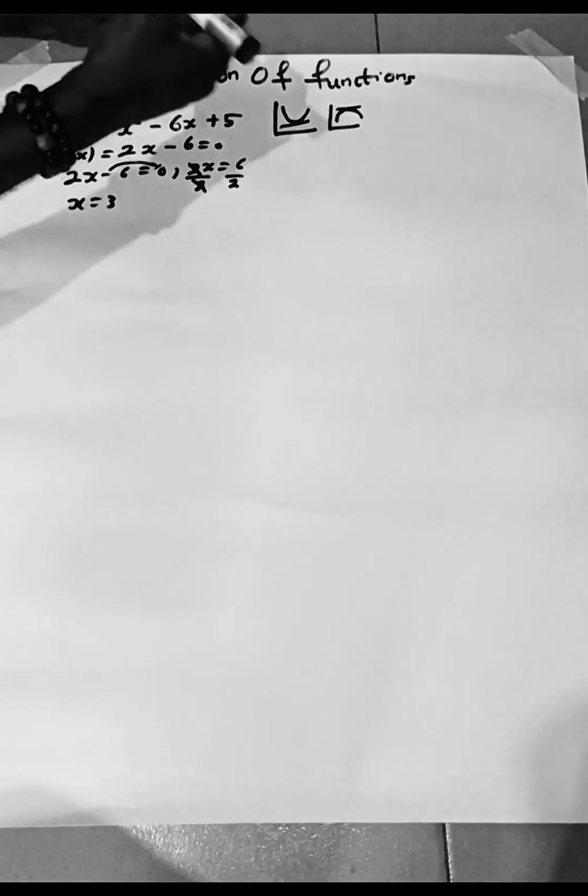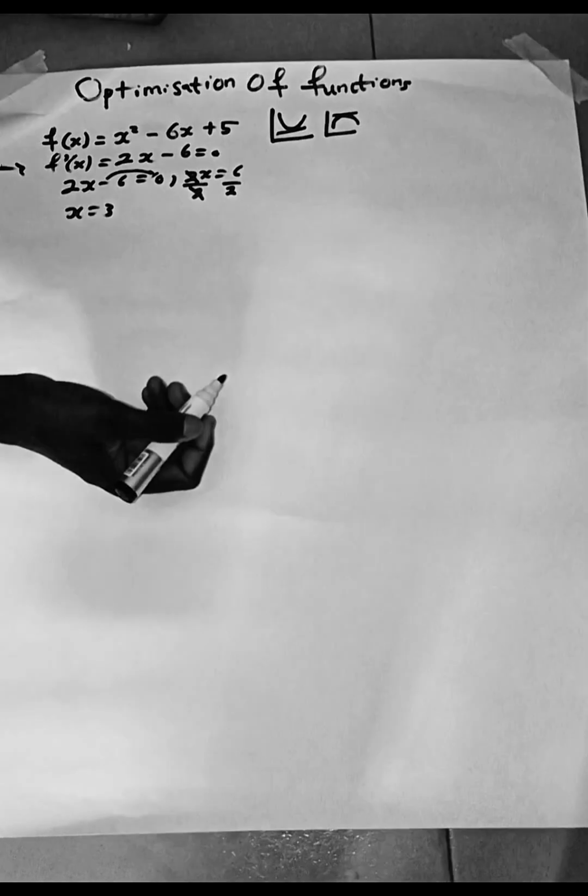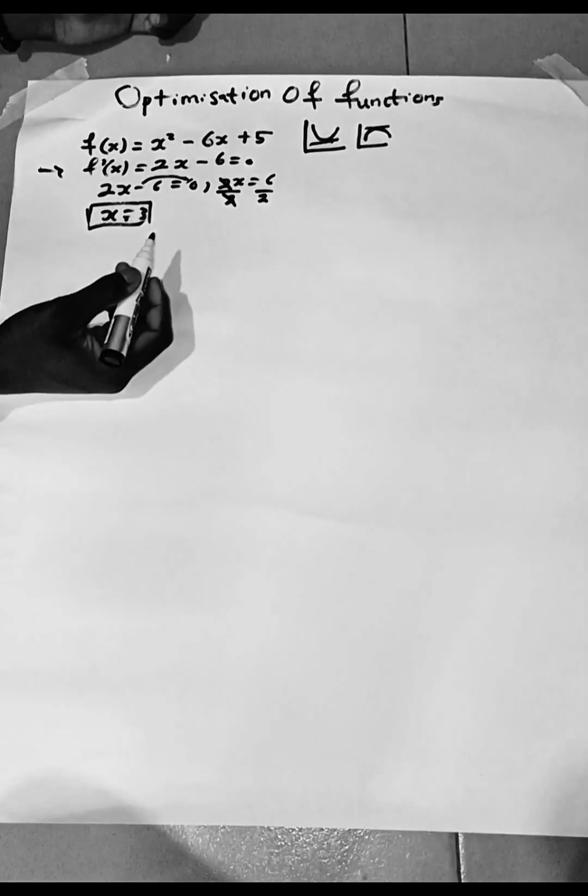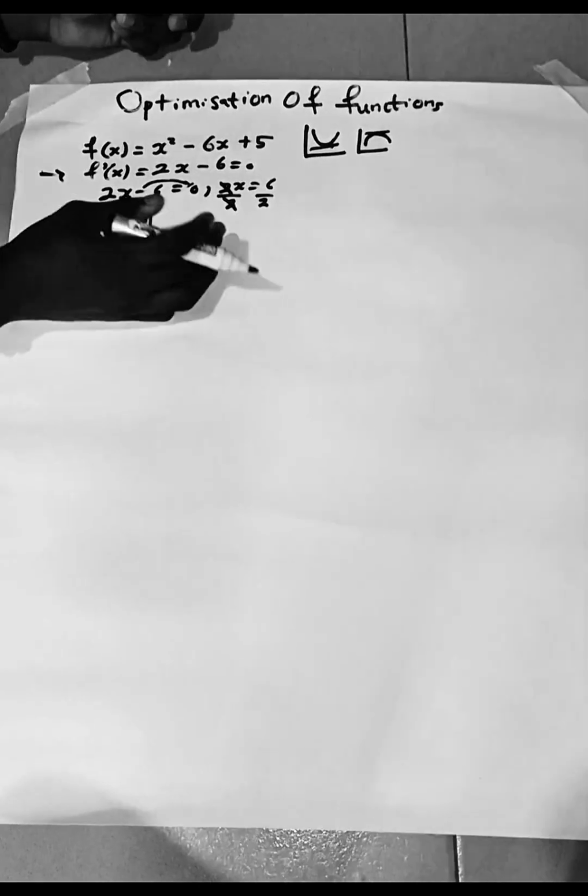So we basically differentiated the function to find the derivative, and we set the derivative equal to 0. At that point where the derivative is equal to 0, we found that x is equal to 3. So this point, x equals 3, is called the critical point. That is the point on the curve where the curve's gradient is equal to 0. It's basically the value of x at the flat point.